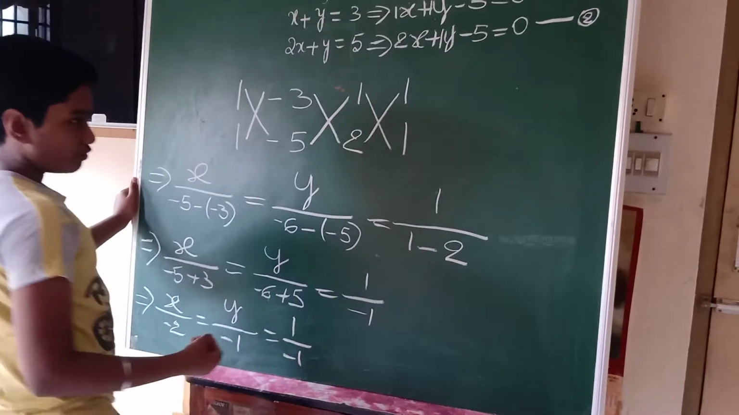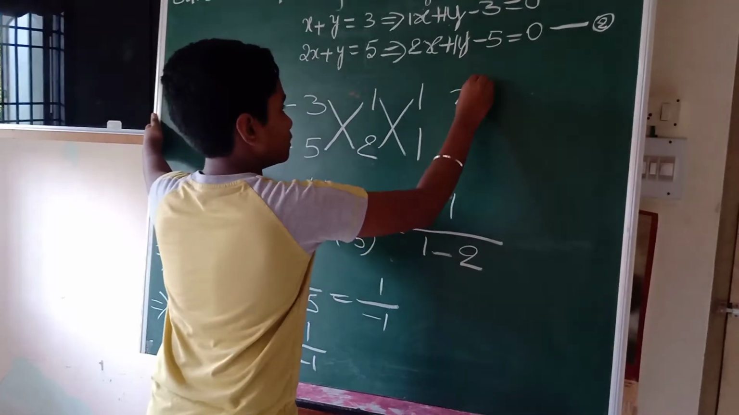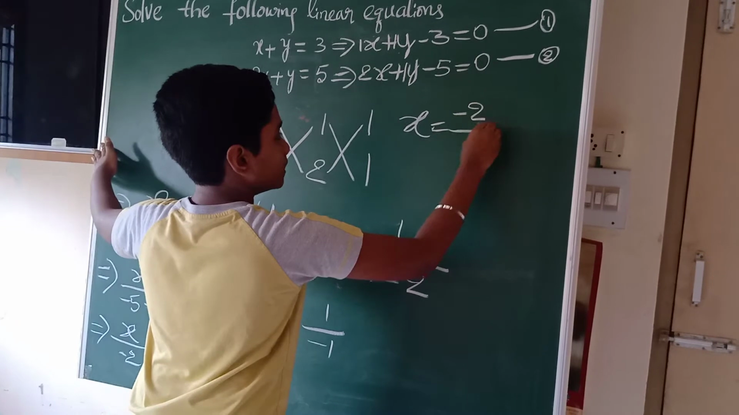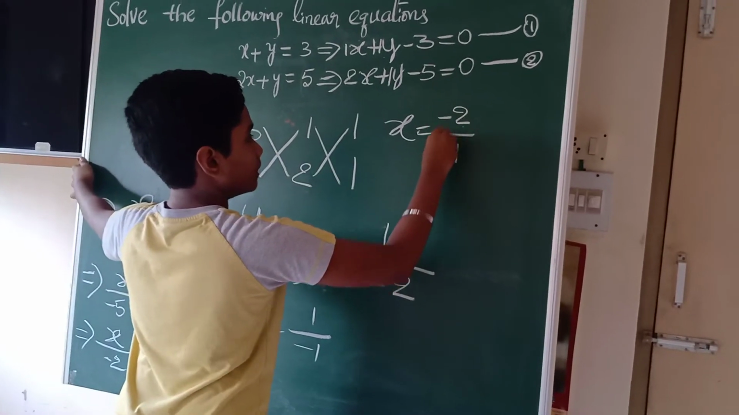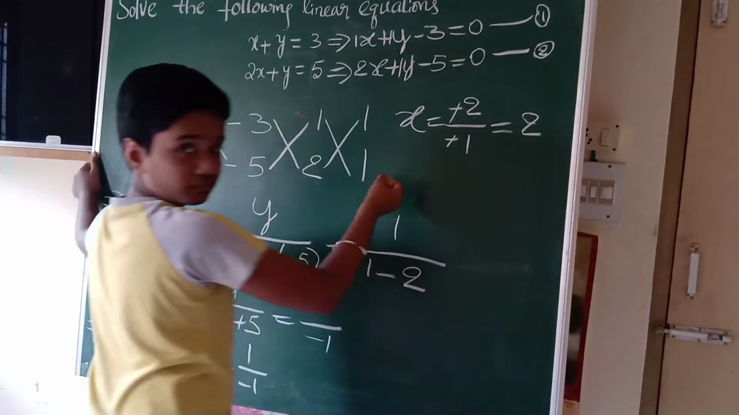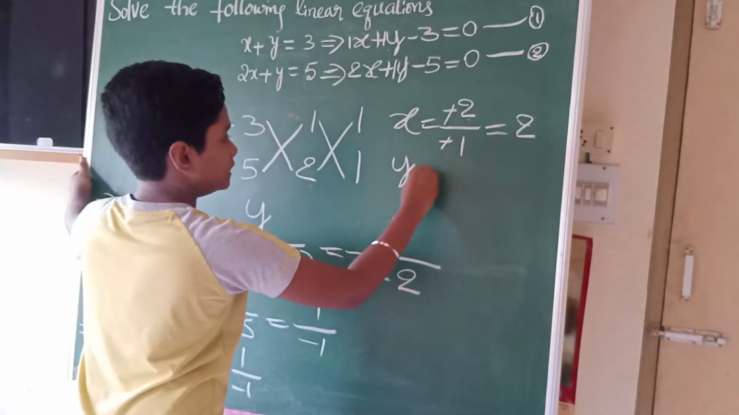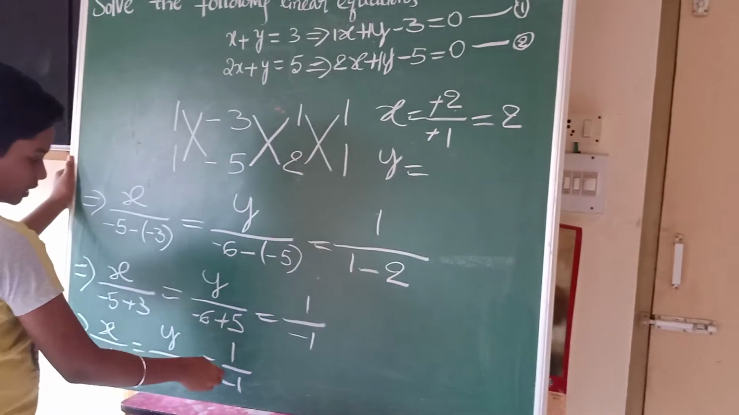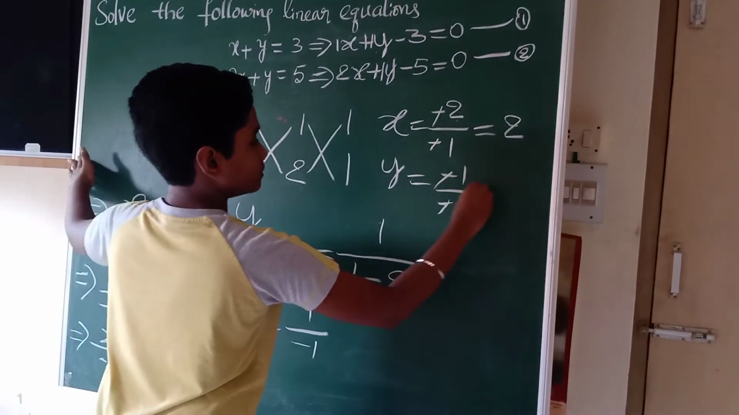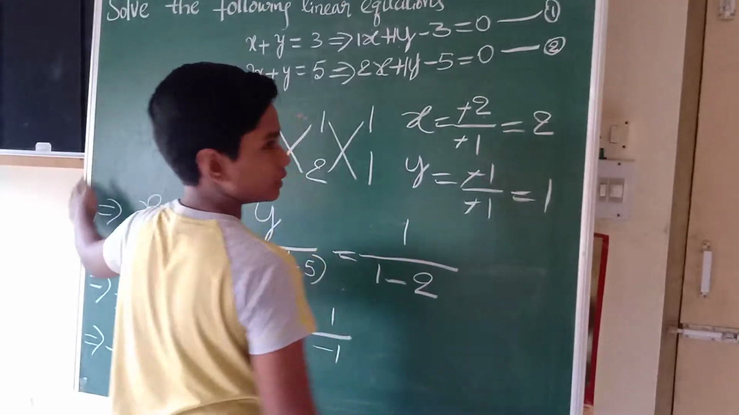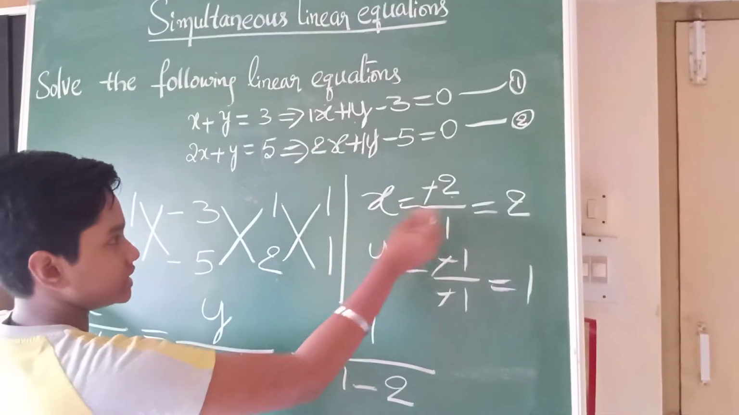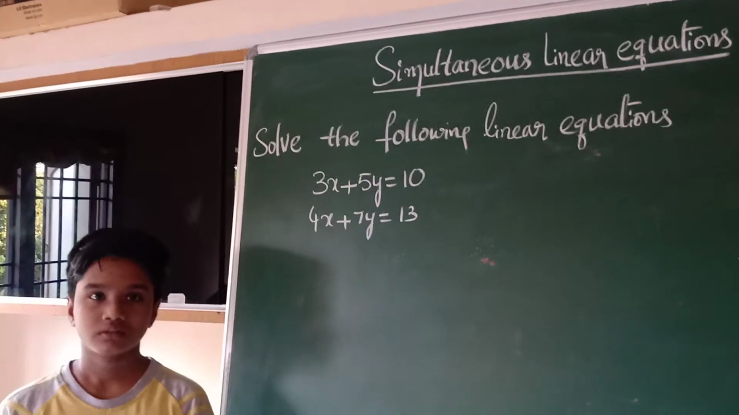We have to find x first. x is equals to minus 2 by minus 1. Minus 1 cancel, 2 by 1 is equals to 2. Next we find y. y is equals to minus 1 by minus 1. Minus minus cancel, 1 by 1 is equals to 1. Therefore, the solution is x is equals to 2, y is equals to 1.